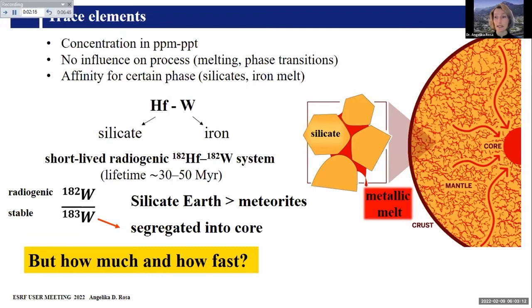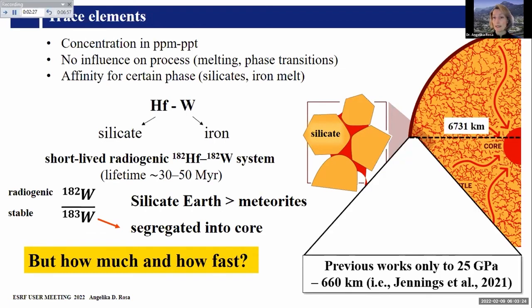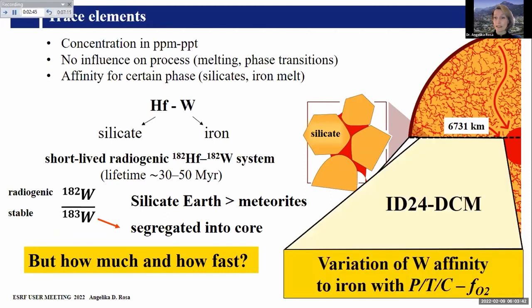However, what we do not know exactly is how fast this process was. So we still have a high uncertainty on the timing and how this process was actually occurring. This is mostly because most studies are performed at relatively low pressure conditions, for example 25 GPa, which corresponds to only 1/10 of the radius of the Earth. The idea of ID24 DCM, or our goal, was to extend this observable pressure and temperature range in order to study trace element behavior at a large range of pressure, temperature, composition, and oxygen fugacities.